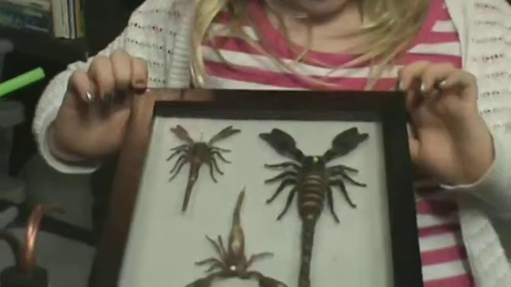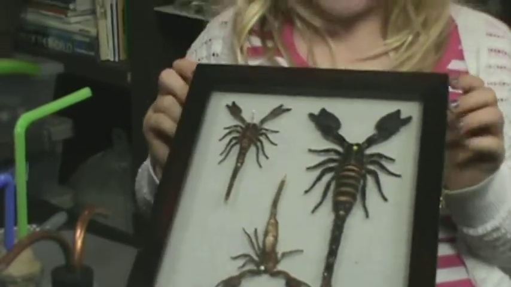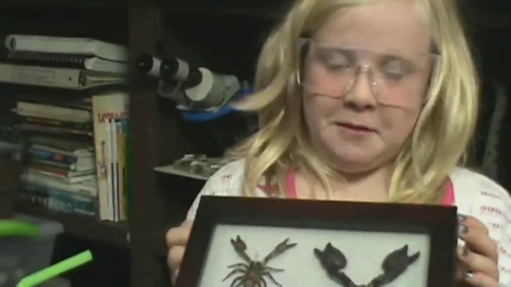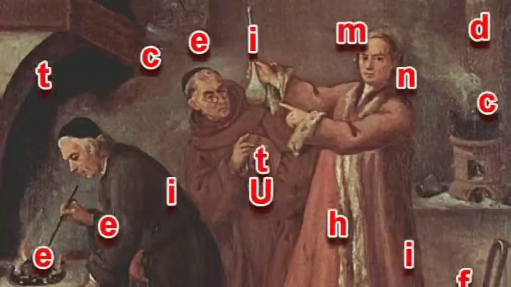Okay. See this? This is my grandpa's. And these are Africa scorpions. And they're huge, and I don't like bugs. Bye now. Oh, take it. Take it.